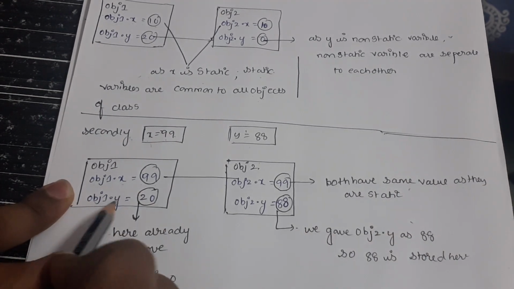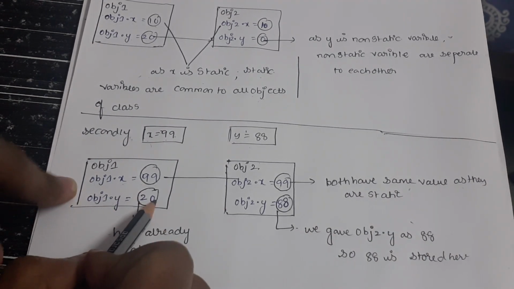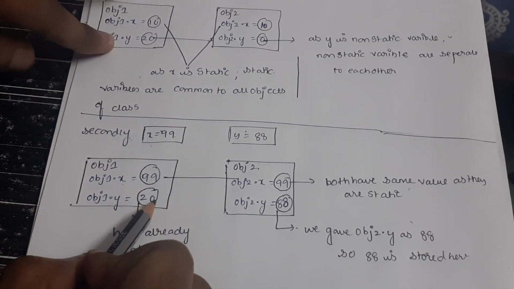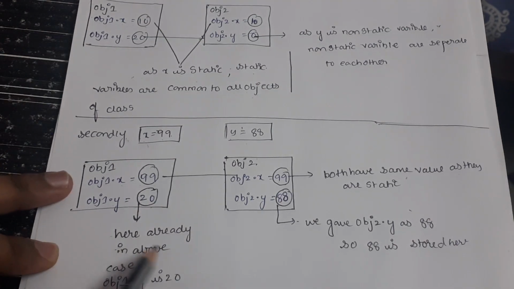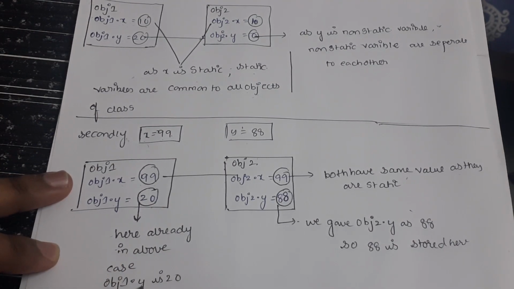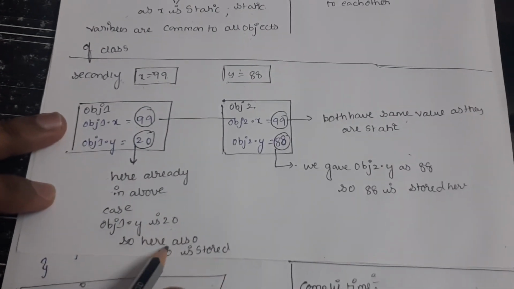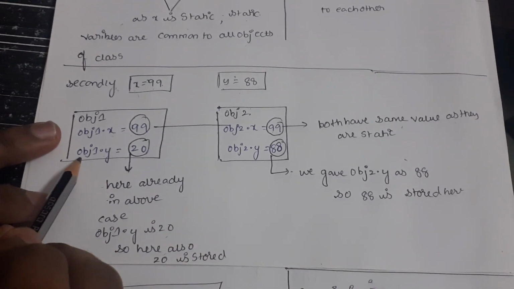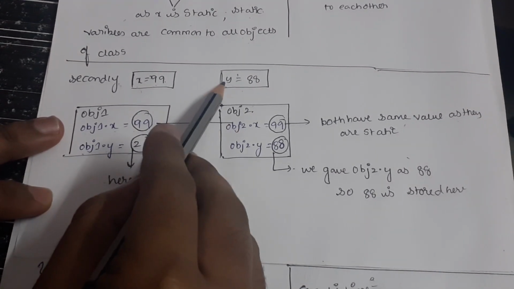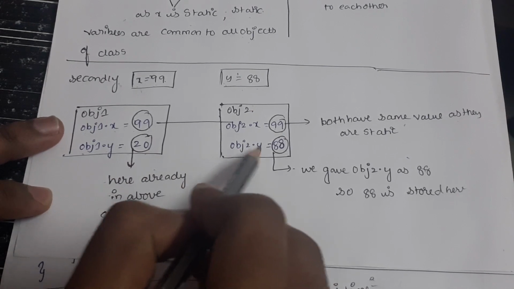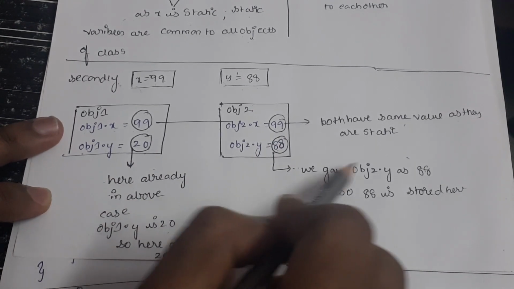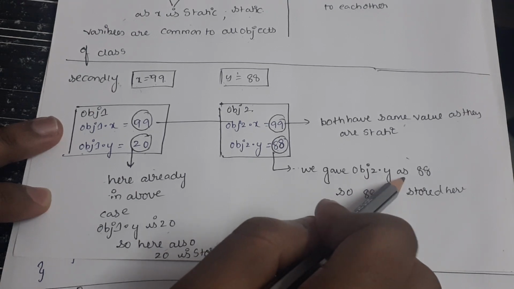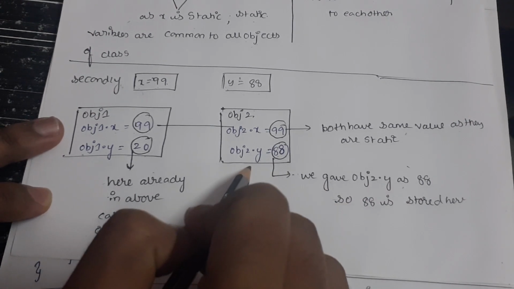Here object1.y is equal to 20, because the object1.y value present in the above execution part is 20. So already in the above case object1.y is 20, so here also 20 will be stored. Then here we gave y as 88. So object2.y is equal to 88, and 88 will be stored over here.